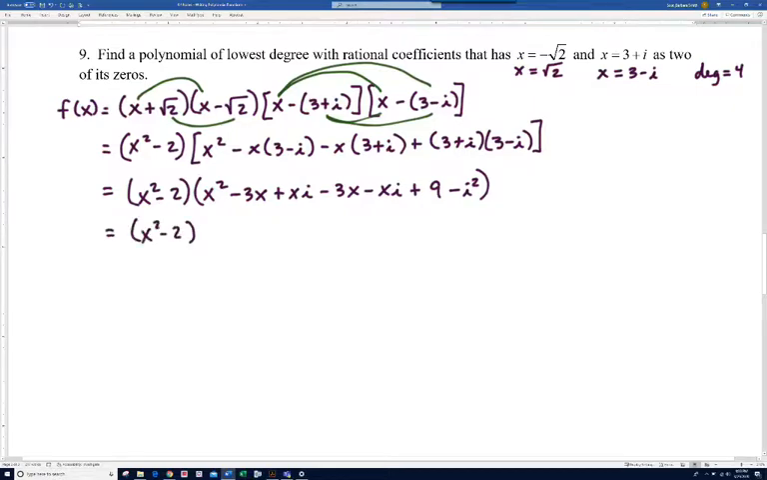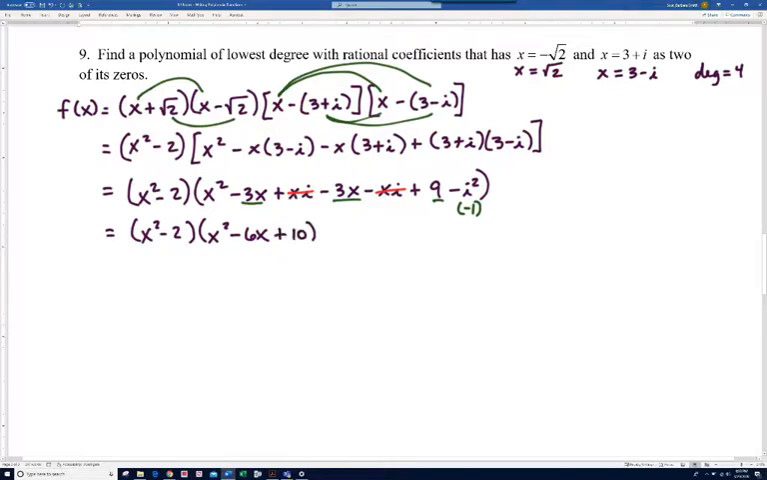So again, I'll rewrite the x squared minus 2. Let's see, we've got x squared, a minus 3x and a minus 3x. That's a minus 6x. Notice xi and a minus xi, those cancel each other out. And then you have 9 minus i squared, and i squared is negative 1. So this is really 9 plus 1, or 10.